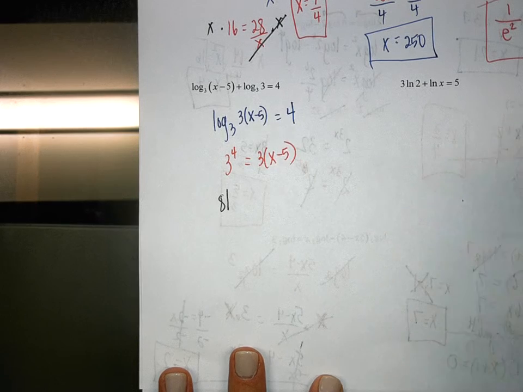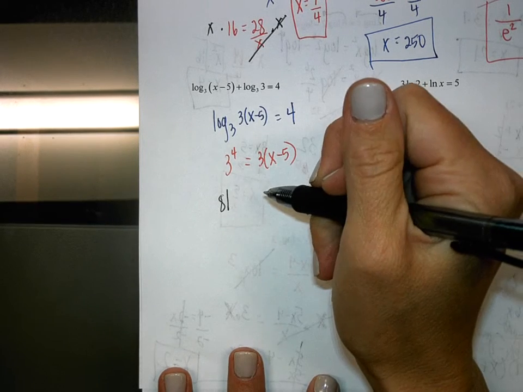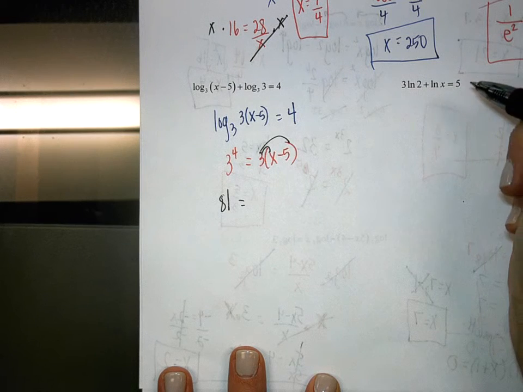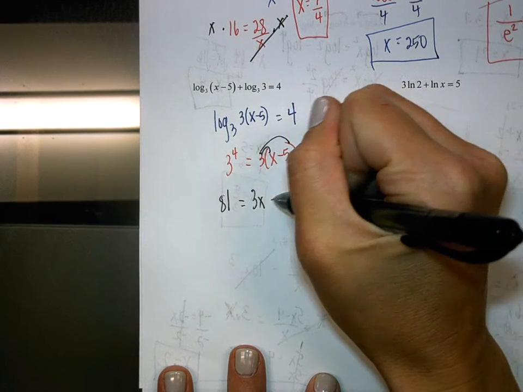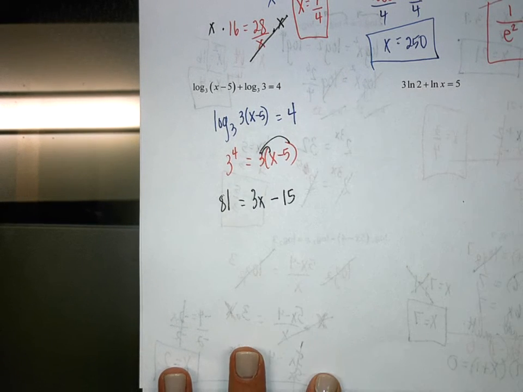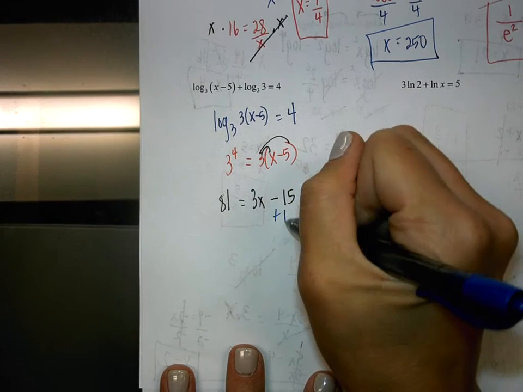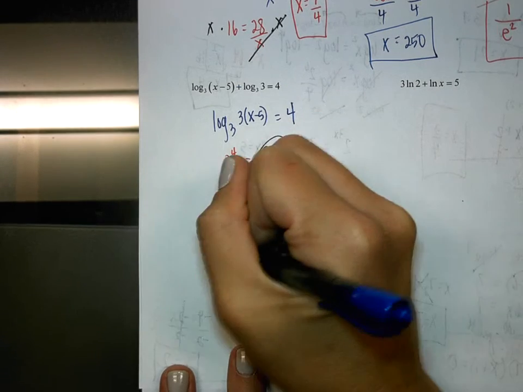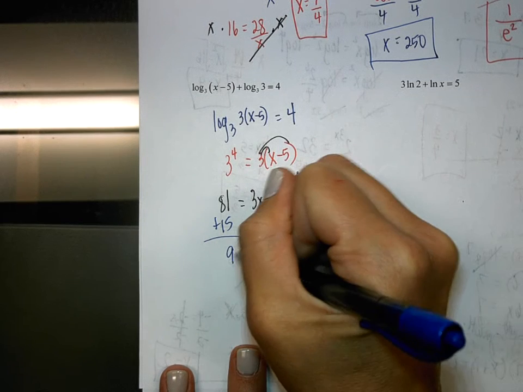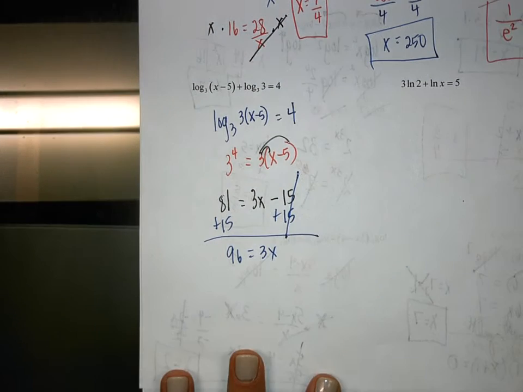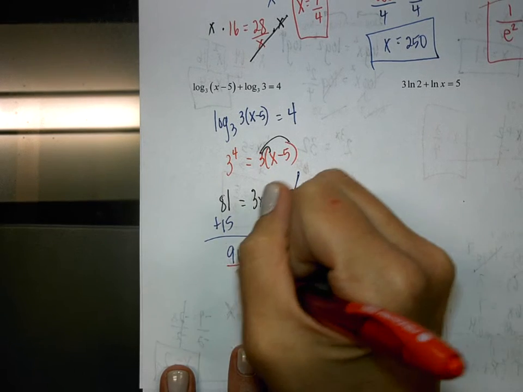81. Because 3 times 3 is 9, and then 9 and 9 is 81. Okay, and then we distribute. And we get 3x minus 15. Then we will add 15 to both sides. We have 96 equals 3x. And the last step is to divide by 3, which gives us x equal to what?